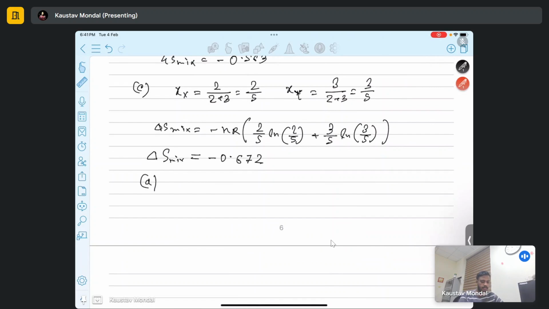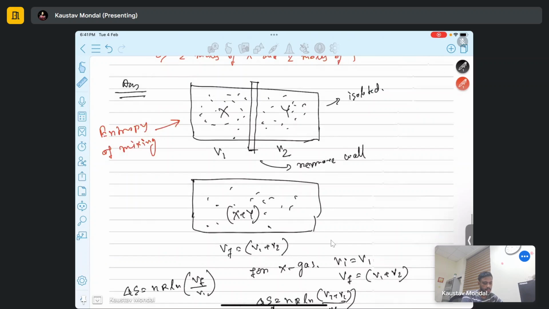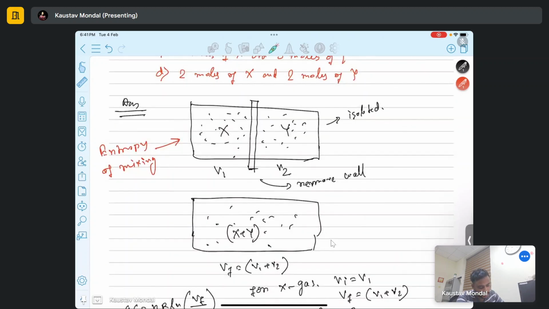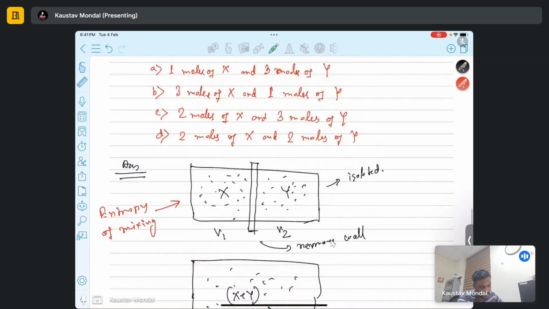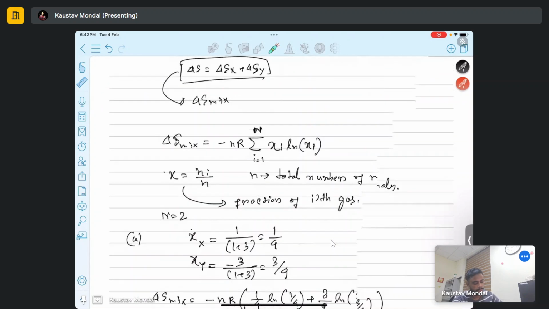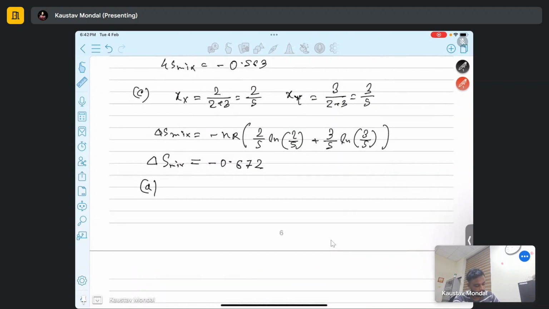For D, what information is given? So for D, it is mentioned that 2 moles of X is mixed with 2 moles of Y. Okay. So now X will be 2 by 2 plus 2, that means 2 by 4, and X of Y is 2 by 2 plus 2, that means it is also 2 by 4, that means basically 1 by 2, 0.5.